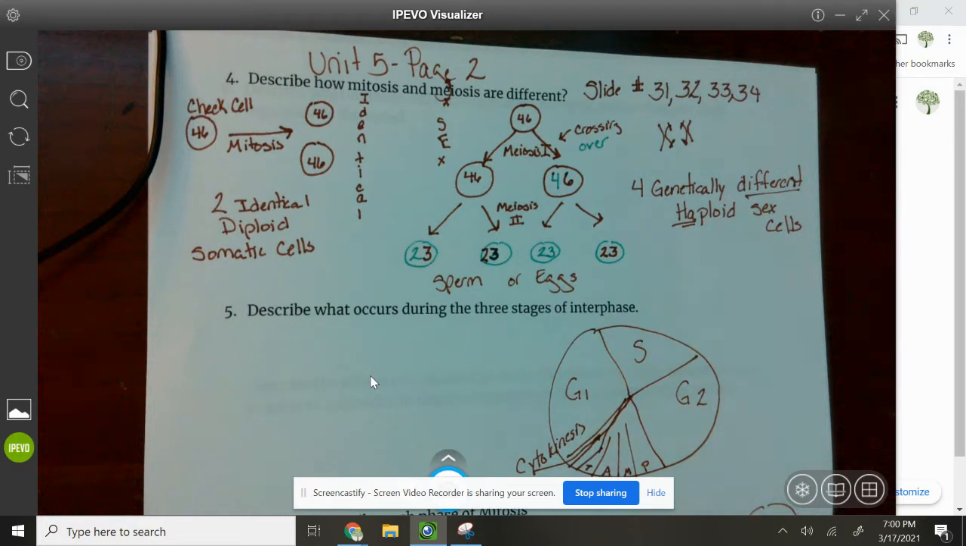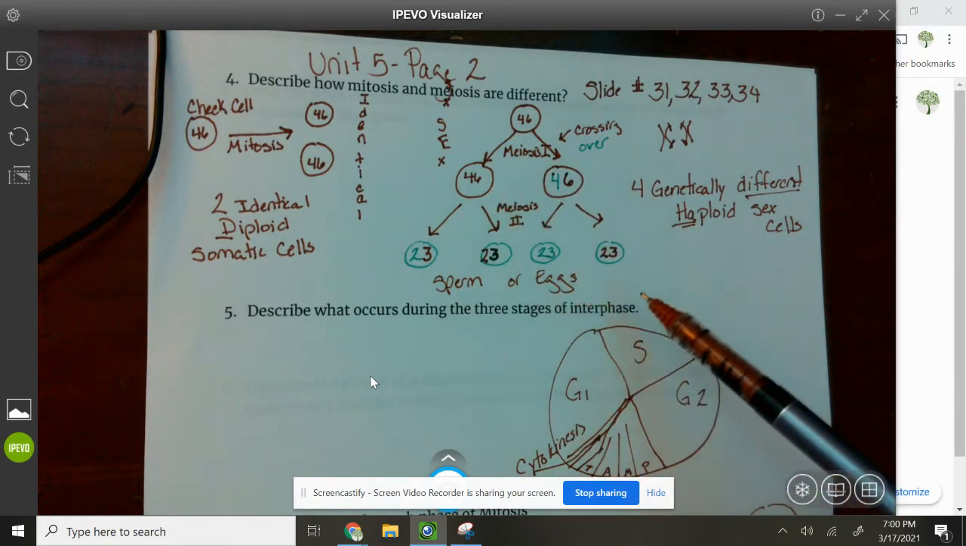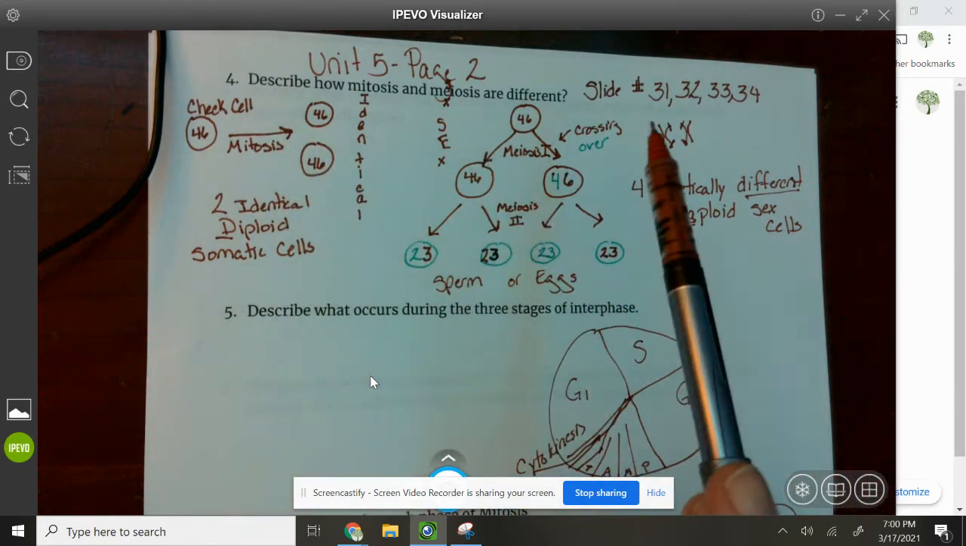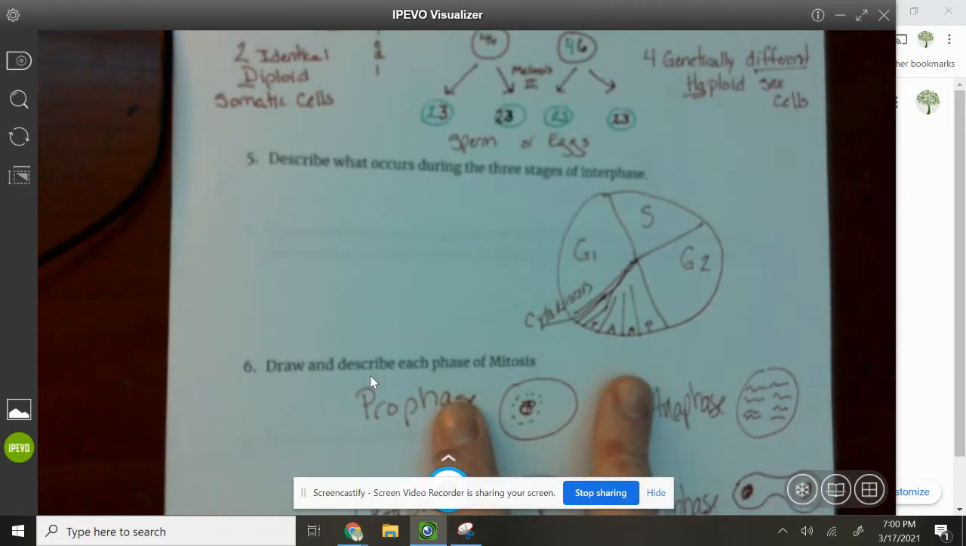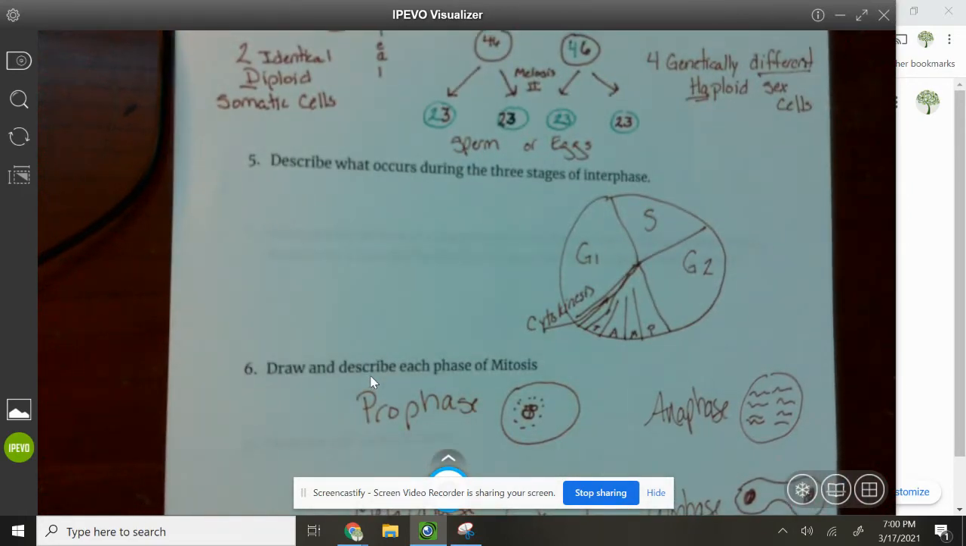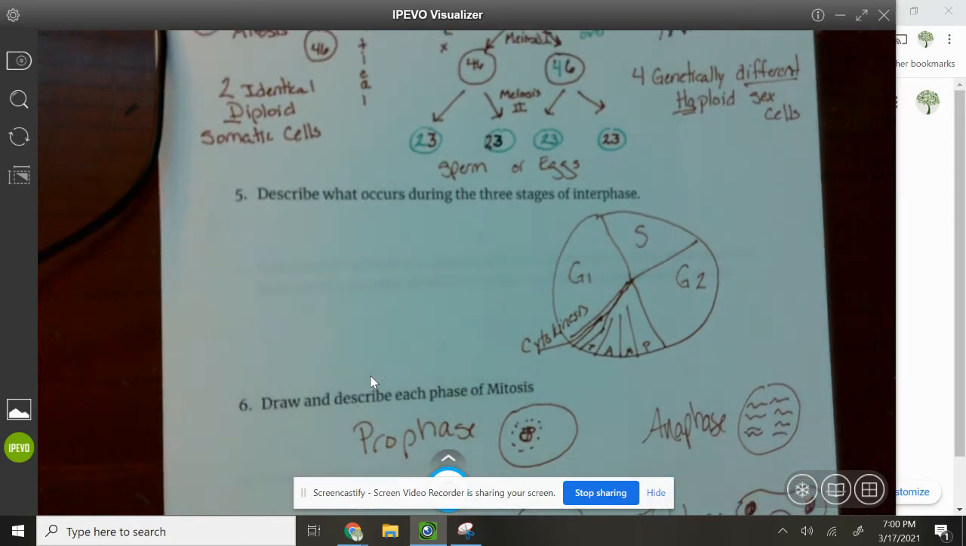And remember, the way I remember haploid, I think half. Diploid, I think double. Again, not accurate, but it helps me remember. And these are going to be making sperm or eggs. So how are mitosis and meiosis different? This is how. What occurs during the 3 stages of interphase?